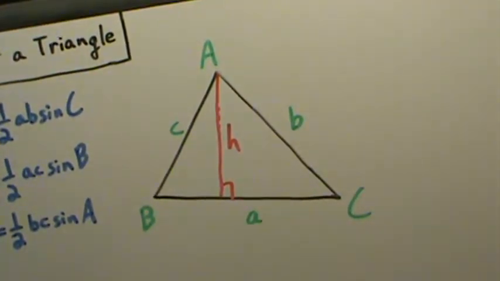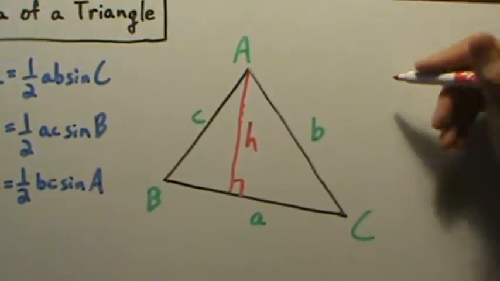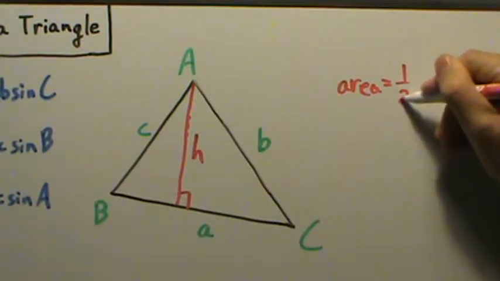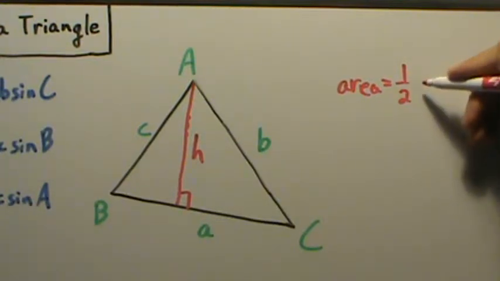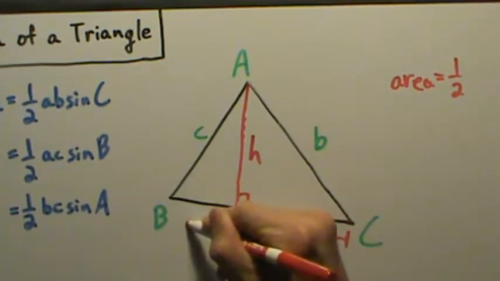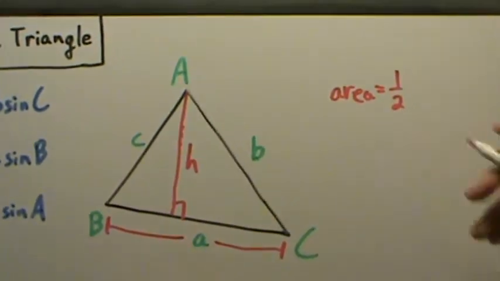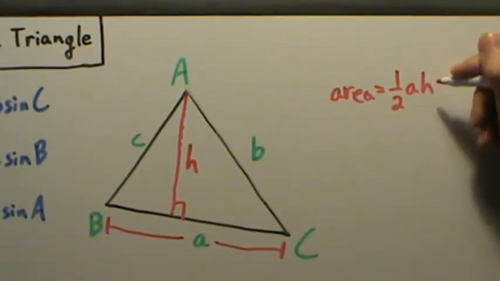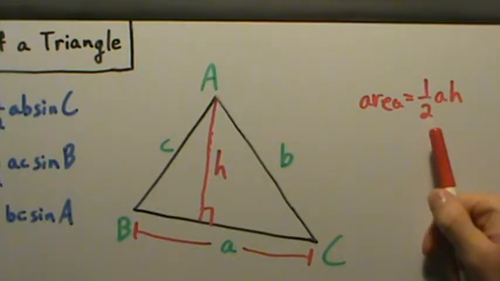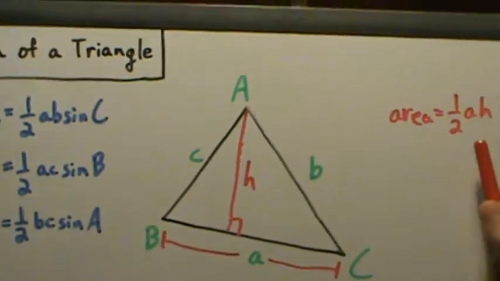So now the area of this triangle is going to be 1/2 times the base times the height. Now the base is A. So this whole thing here is A, the whole base. So that's 1/2 times A times H, where H is the height. We know from geometry that the area of a triangle is 1/2 times the base times the height, so we see this 1/2 is already coming into play.